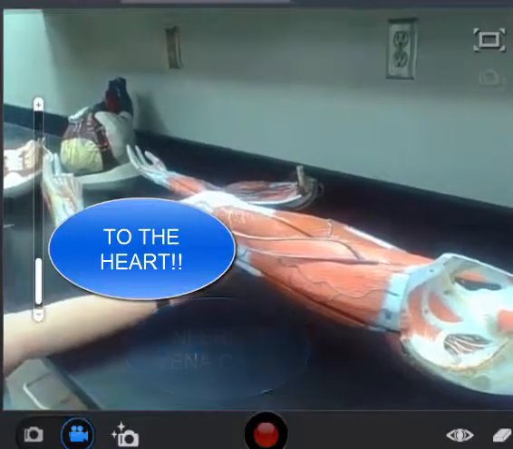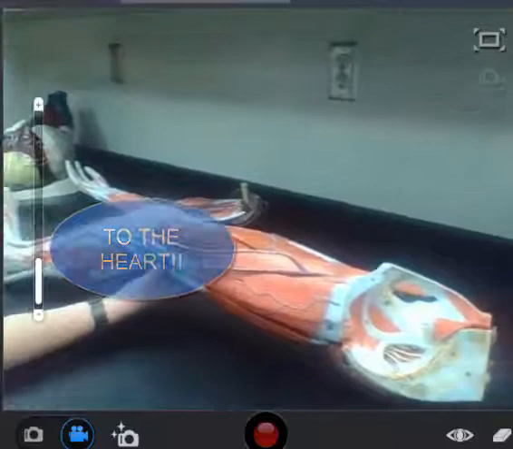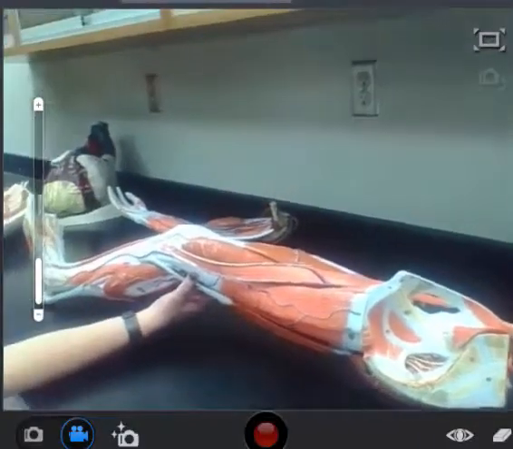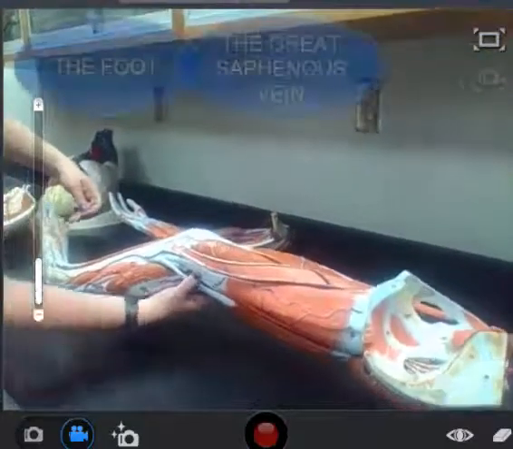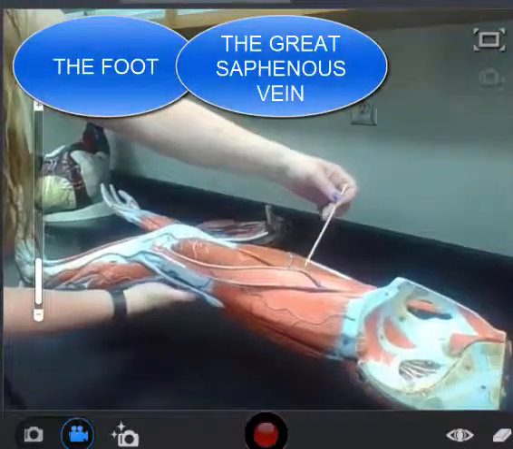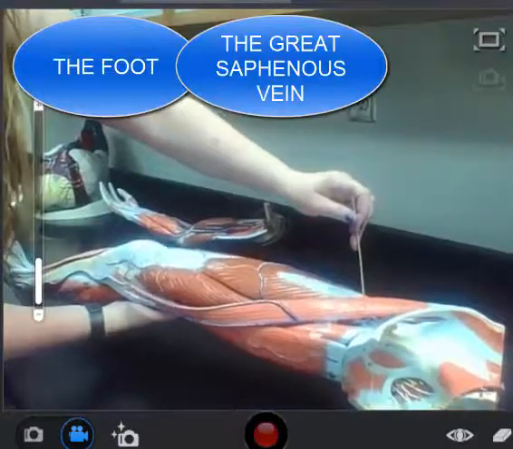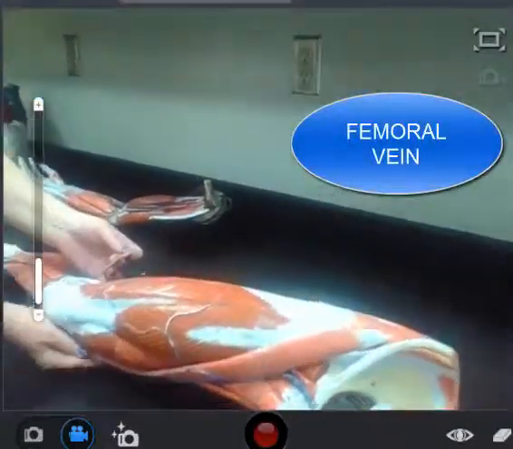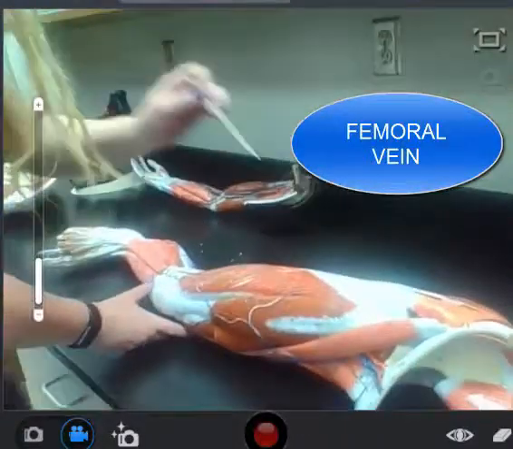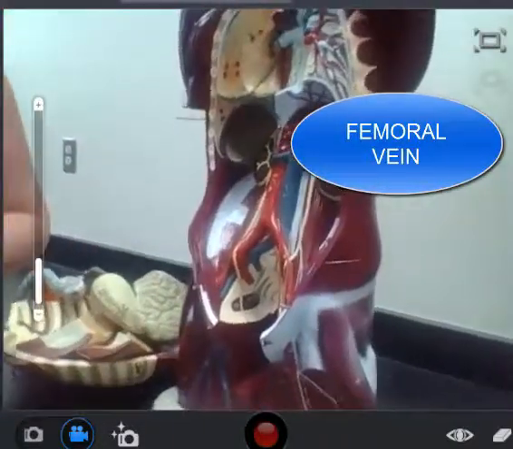All right. Now, the other one that you need to know is this great saphenous. And the only thing special about that is the great saphenous just goes directly from the foot to the femoral vein. Okay, so it goes to the femoral vein from that leg model.